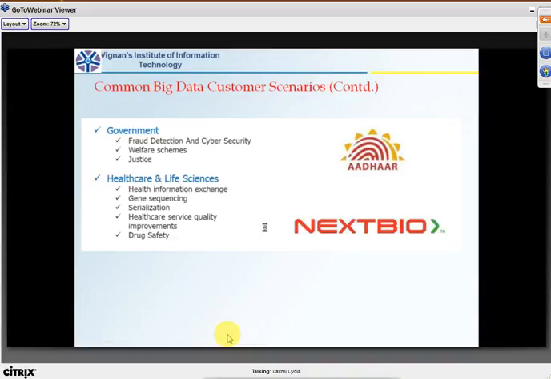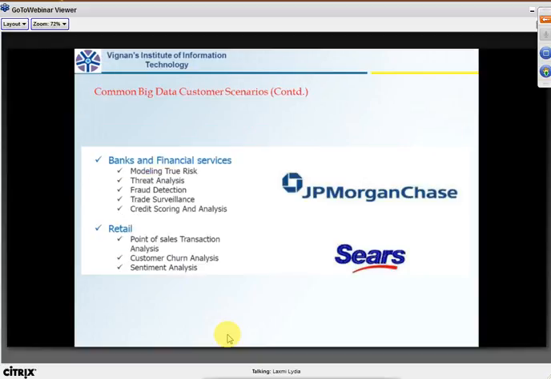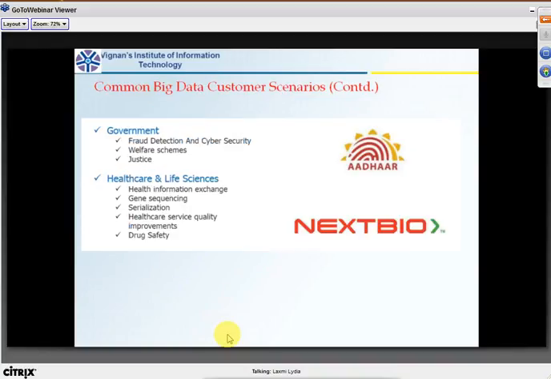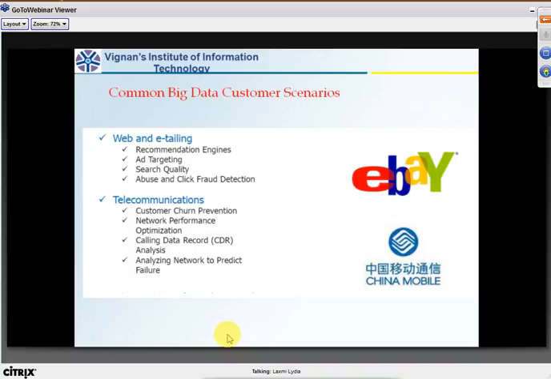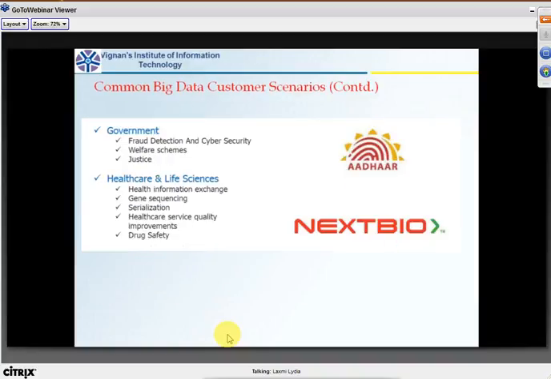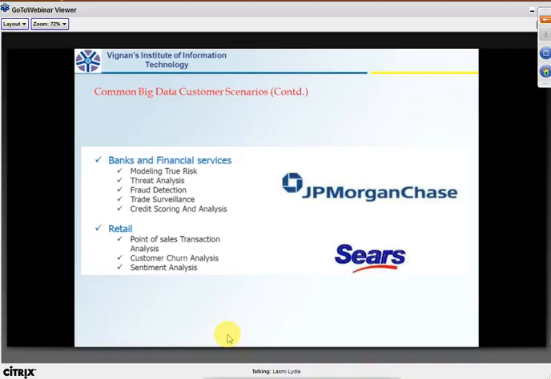Big data customers, if we continue, even banks and financial services are generating big data. The world's biggest financial service company, JP Morgan Chase, is generating lots of big data with regard to banks and financial services. So I believe we have covered almost all areas. We have covered the web part, the e-tailing part, and the telecommunication part. Telecommunication is generating big data, government is generating big data, healthcare and life sciences are generating big data, and banks and financial services are generating big data.